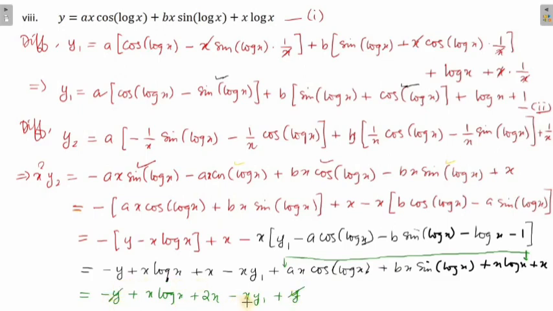If you want to bring it to the right hand side, that can be done, or if you want to leave your answer like this, that is also fine. So from here, what do you see? You see that x square y2 is equal to x log x plus 2x minus x y1. So this is the required differential equation. Initially I told you that this sum is a bit tricky or lengthy, so you may pause the video and note down your solution here.